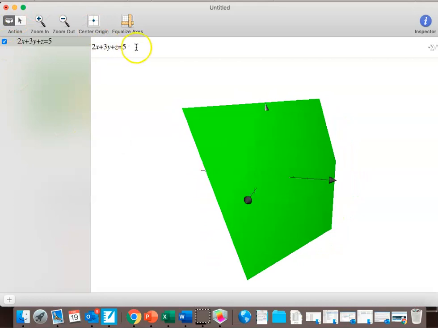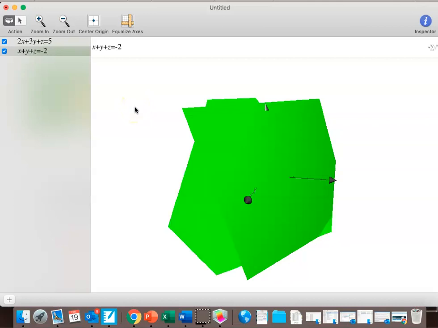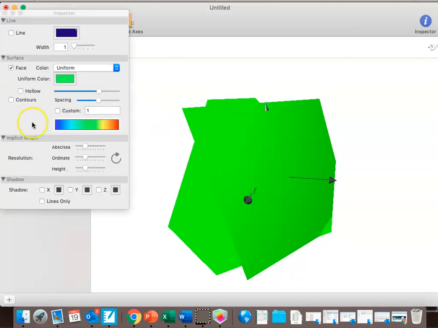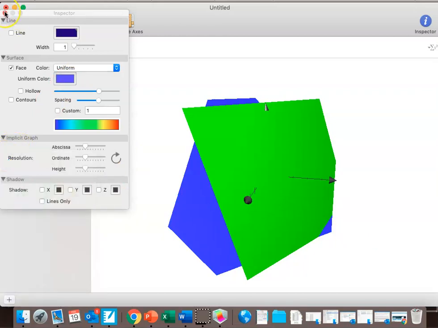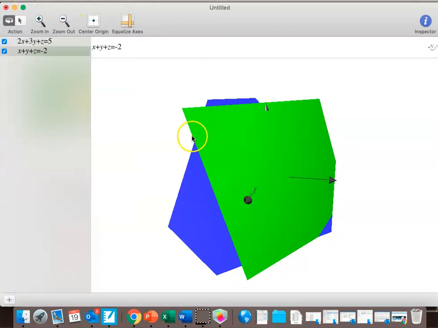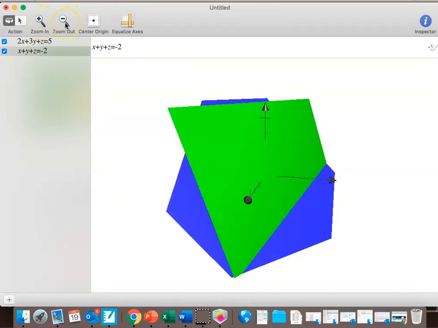Quiet, please. Now, suppose I went ahead and added another plane. So let's do x plus y plus z equals -2. I want this a different color. Let's do blue. Okay, I need to zoom out. There we go.